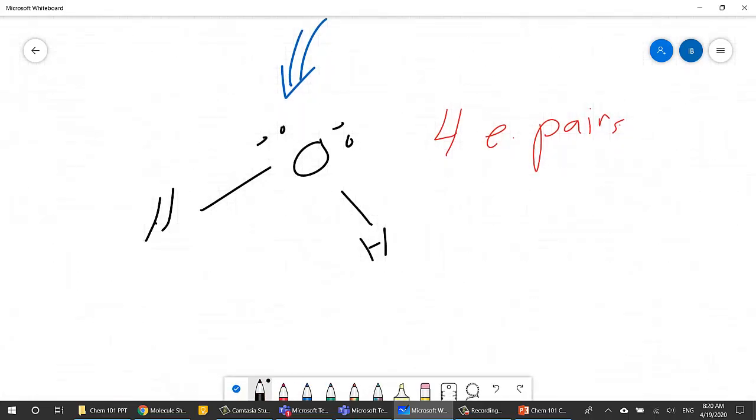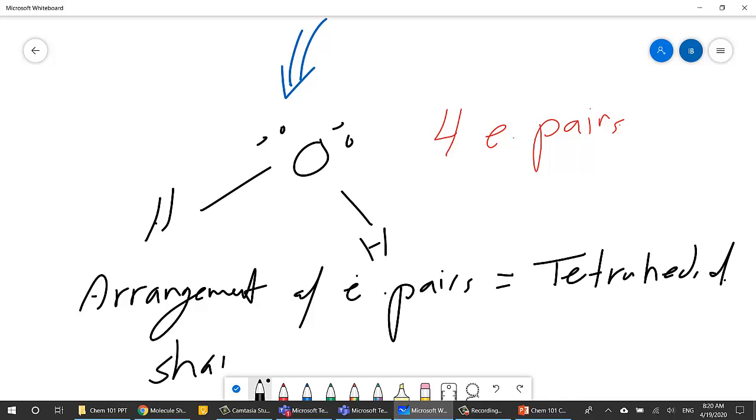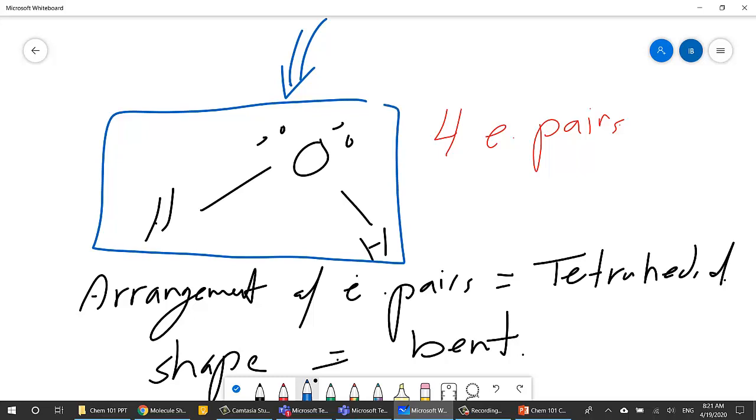Now, if you're talking about the arrangement of electron pairs, this is called tetrahedral, because you have 4 electron pairs, okay? But the shape or the molecular geometry of water will be called bent structure. Bent means the structure of water. You have just like that, number 8 in Arabic. So water actually belongs to the tetrahedral group, but it is in a bent shape.